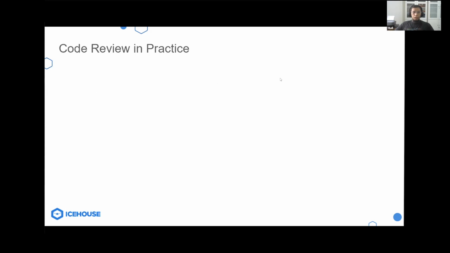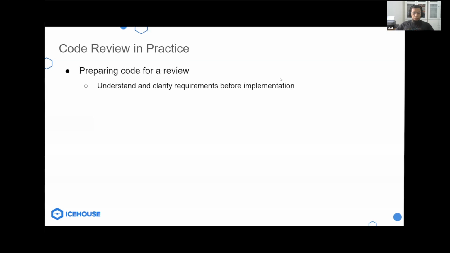Right. And now let's dive into code review in practice. Well, first we're going to talk about how to prepare code for a review. Preparing for a code review is also important since we want to get through it as smoothly and as quickly as possible. First, we have to understand and clarify requirements before implementation. Avoid any additional code changes or implementation that is not needed now or even in the future.